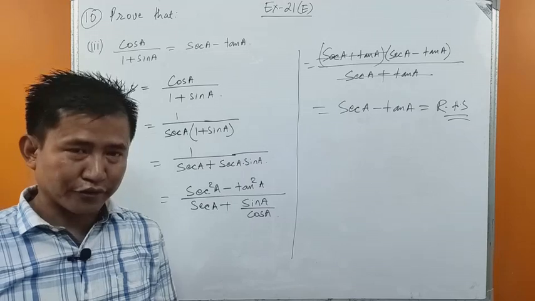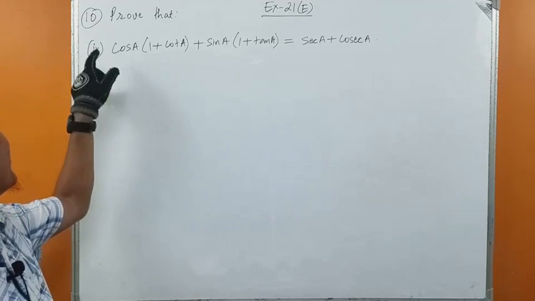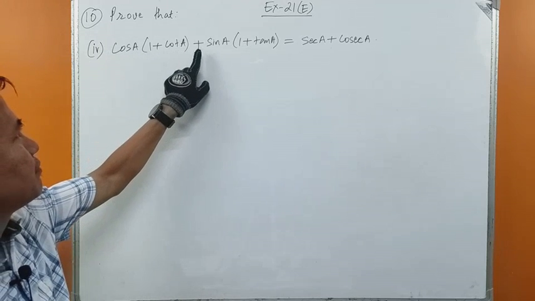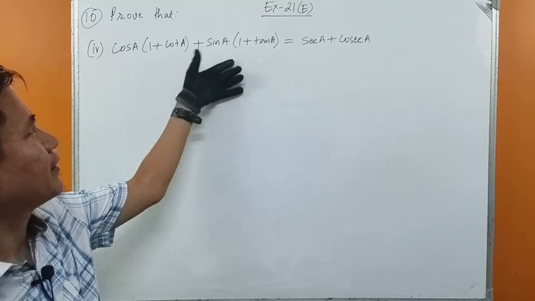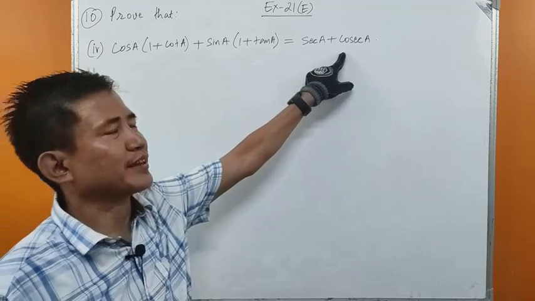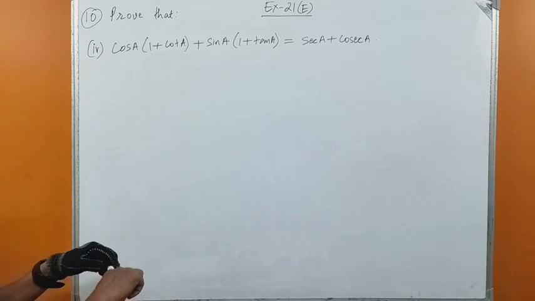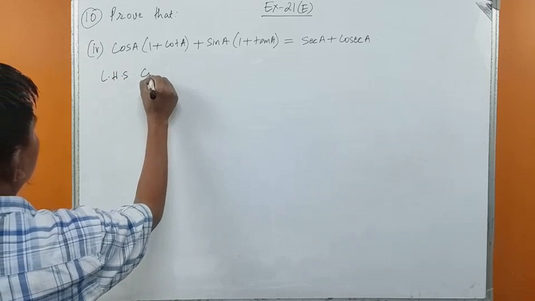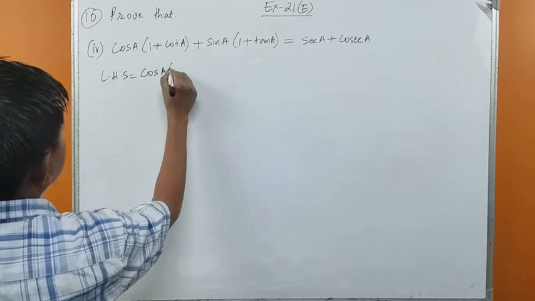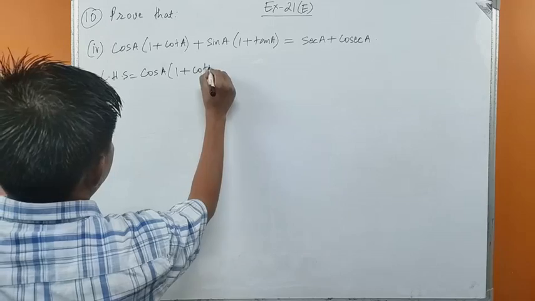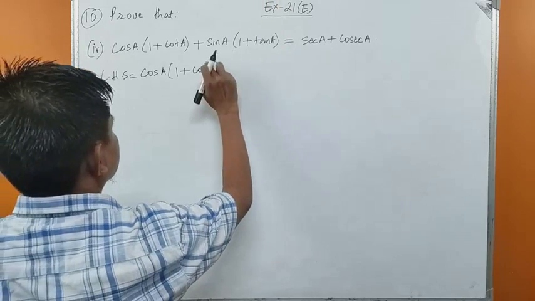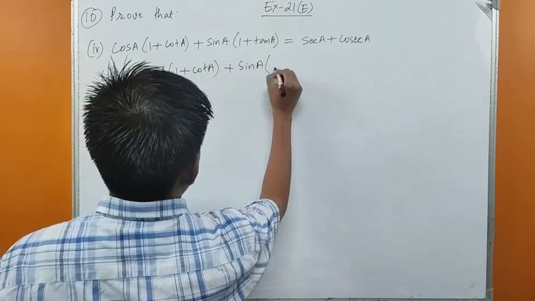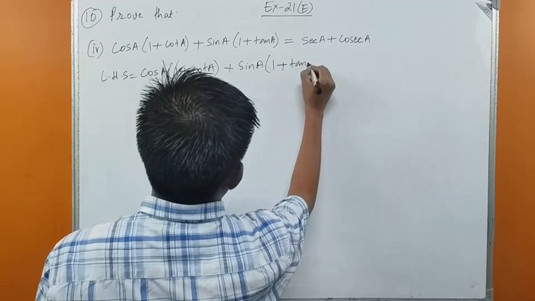Now let us do question number 4. Let's do the next question, that is question number 4 of 10. We have cos A into 1 plus cot A plus sin A into 1 plus tan A in the left hand side, and we are asked to prove this equals sec A plus cosec A, isn't it? So let's copy the left hand side first. LHS equals cos A into 1 plus cot A plus sin A into 1 plus tan A.